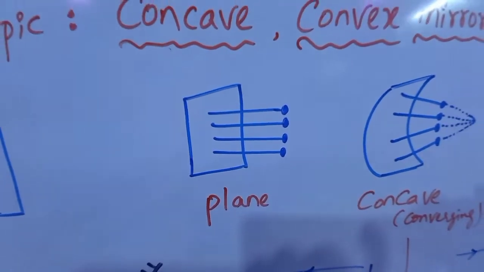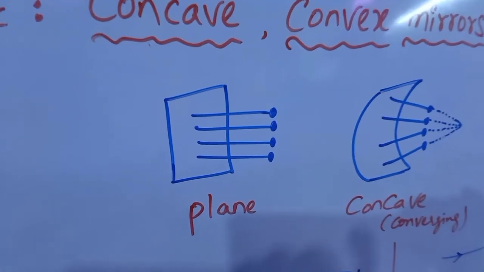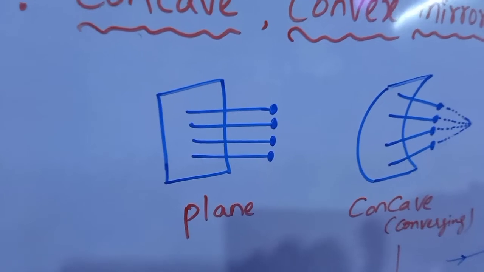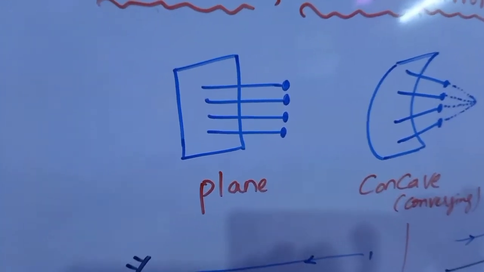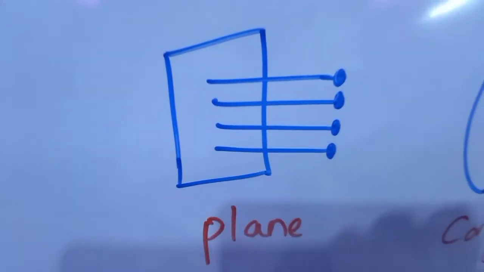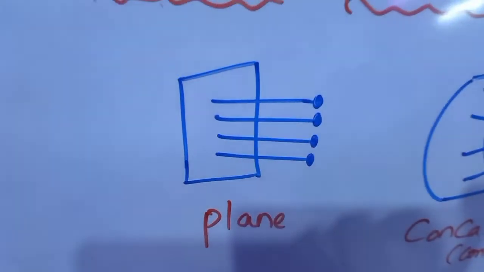Each of the pins represents the normal. Any ray incident at the point where the pin makes contact with the surface will reflect with the same angle as the incident ray made with the normal. All the pins I have shown here, each and every pin, represents a normal, perpendicular to the plane. Okay, that is in case of a plane surface.